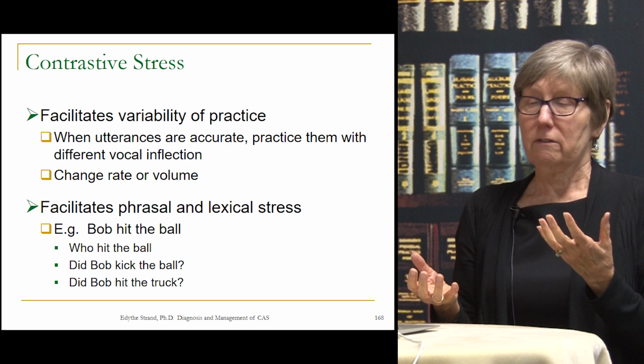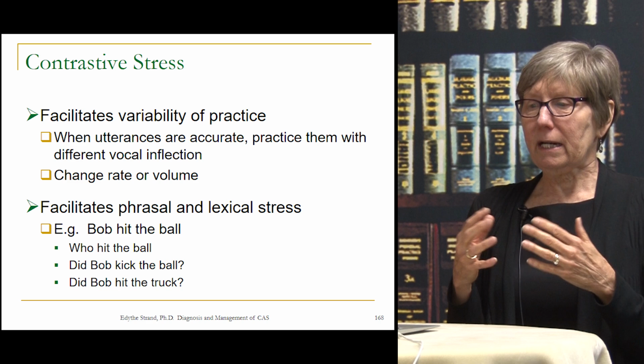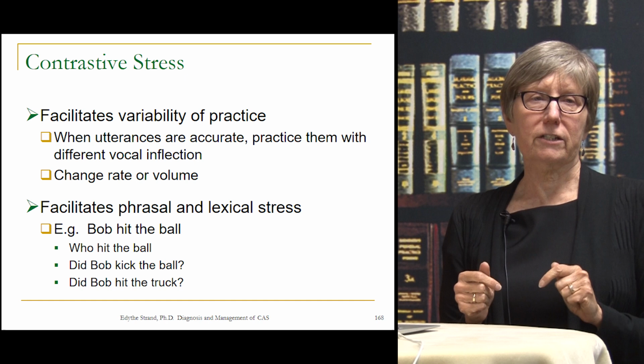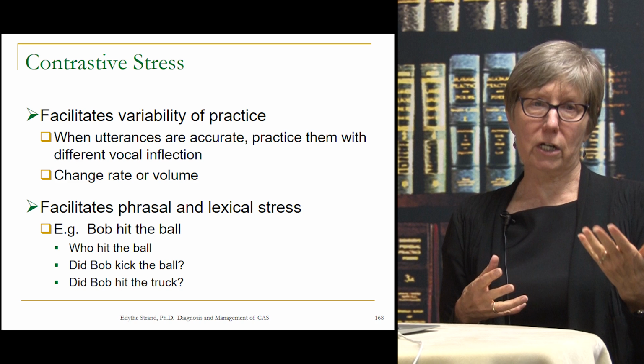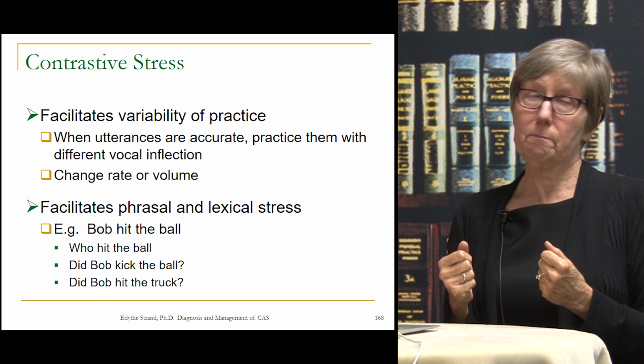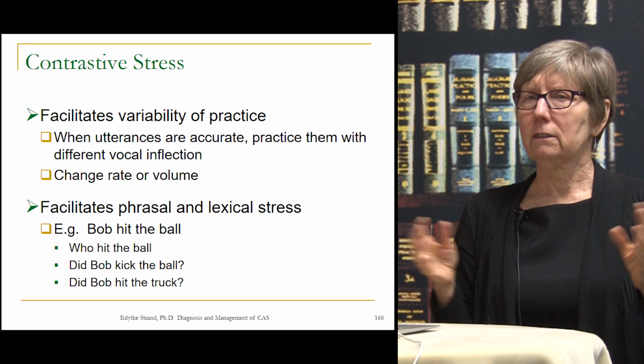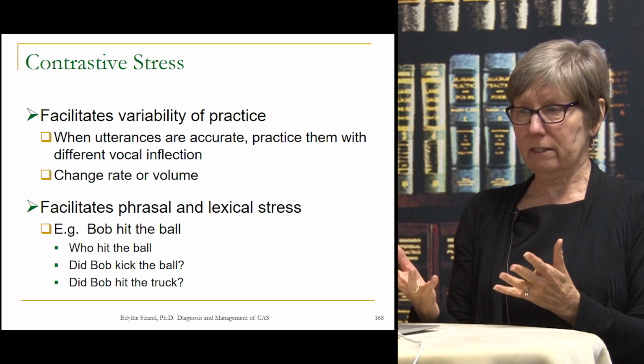Or you can work more specifically on lexical stress by doing things like showing the child a picture of a boy hitting a ball and saying, "This is a picture that shows Bob hit the ball." And then you could ask the question, "Who hit the ball?" And the child would have to say, "Bob hit the ball." So this is more phrasal stress. Did Bob kick the ball? No, Bob hit the ball. Did Bob hit the truck? No, Bob hit the ball, where they would change the stressed word in the phrase to give the exact meaning.